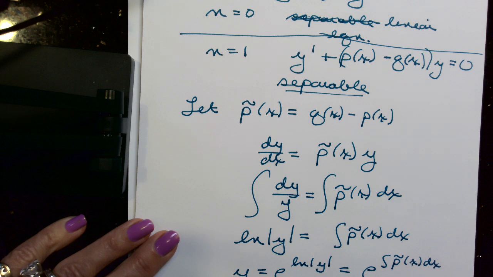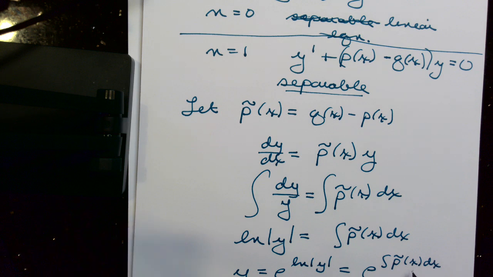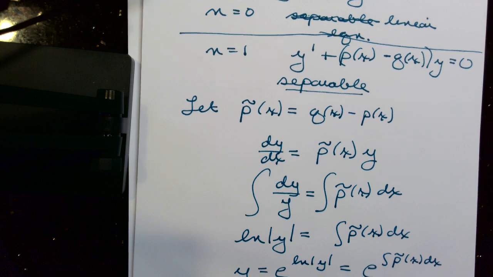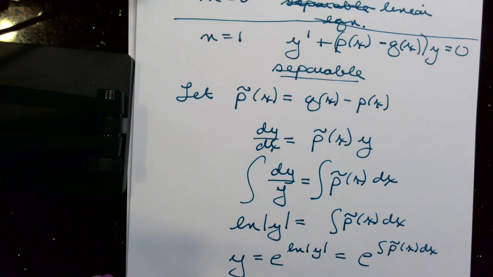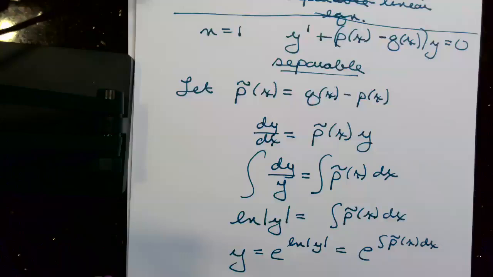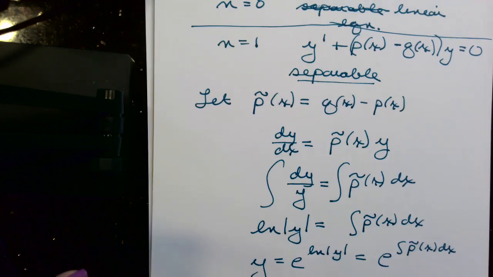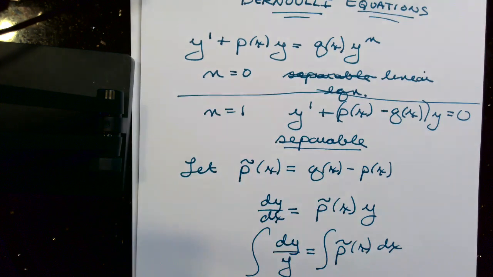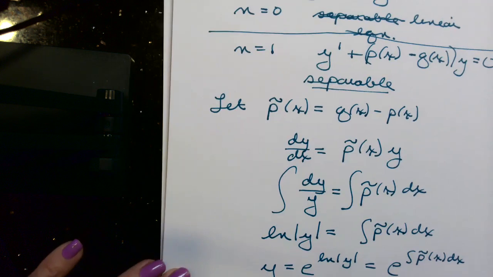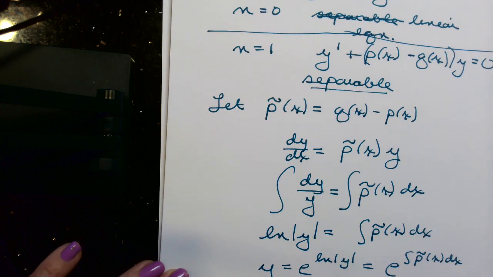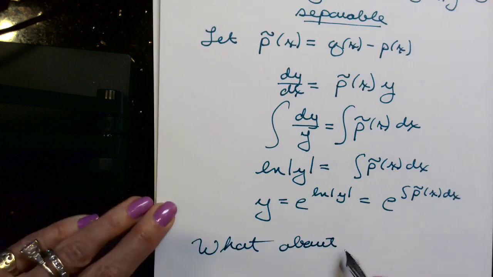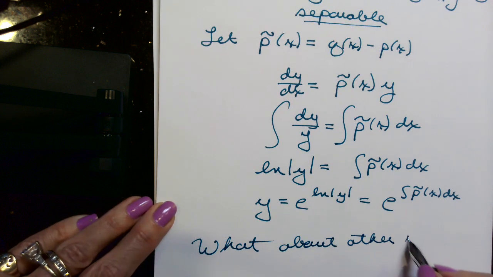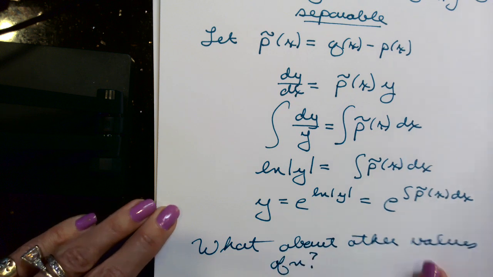With the properties of exponentials, that's e to the whatever you get from the integral times e to the c, which is another arbitrary constant. So we can actually get rid of the absolute value signs there. All right, so that's how you solve it in that case. In the n equals 0 case, it's exactly the linear case that we solved in the last section. So what about other values of n? Can we solve it?